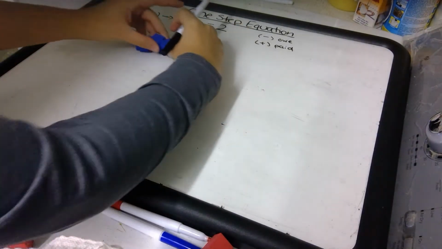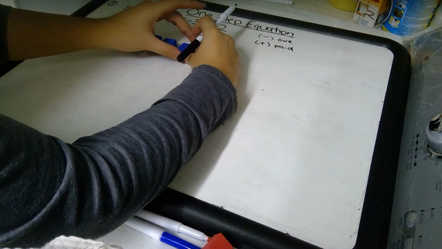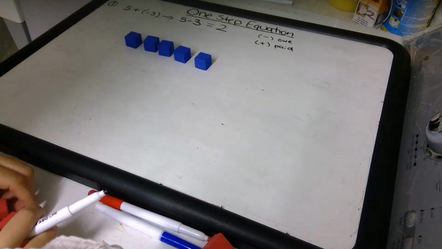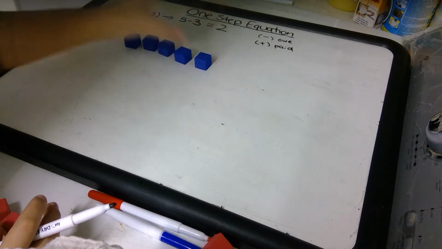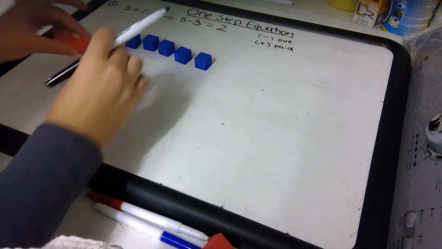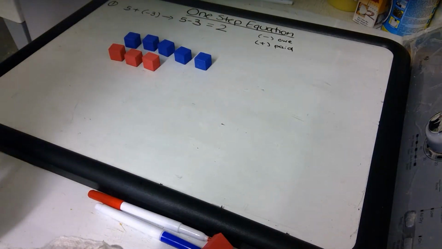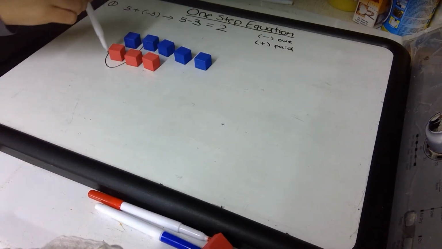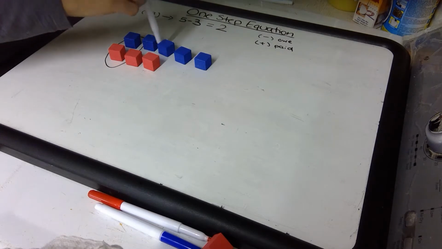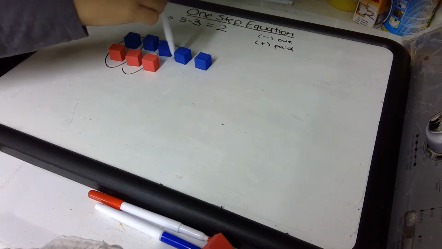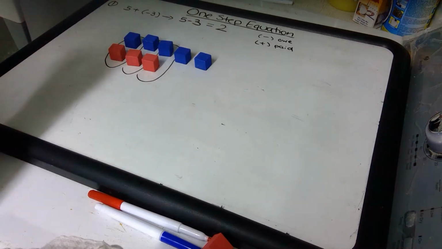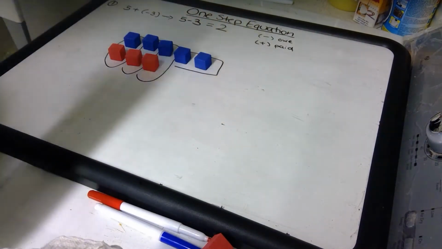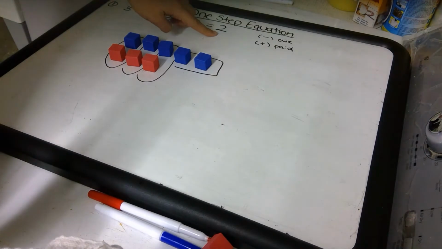Or we can use our cubes, right? Remember that the cubes, the blue ones, mean they're positive. So we have 5 positive cubes. And from those 5 positive cubes, we're taking away 3. And remember that here we have how many pairs? We have 3 pairs in this case. And we only write our leftovers. In this case, how many leftovers do we have? We have 2. So our answer is 2 in this case.